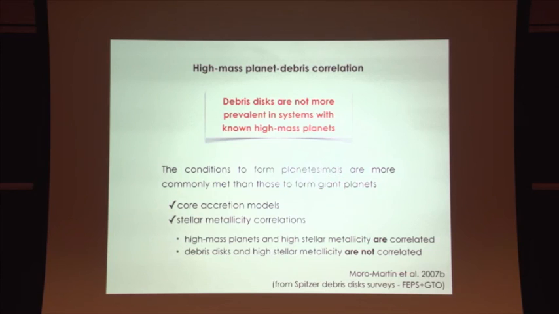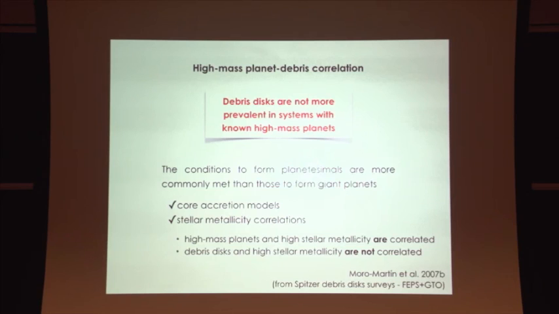So this study was done only for solar type stars. In terms of the dust location, these are Kuiper belt like objects. Most of these stars had emission at 70 micron, but not at 24 micron. So that indicates that they are around the Kuiper belt.